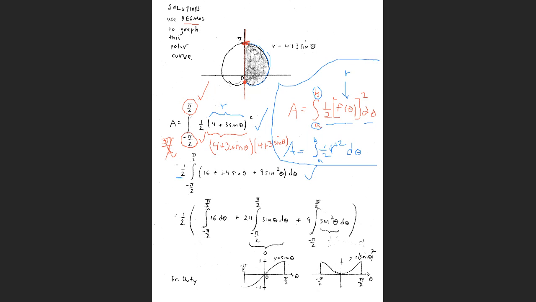Now I have the integral of the sum of 3 functions. That can be written as the sum of these 3 integrals. I have a bracket here. We don't need that bracket.